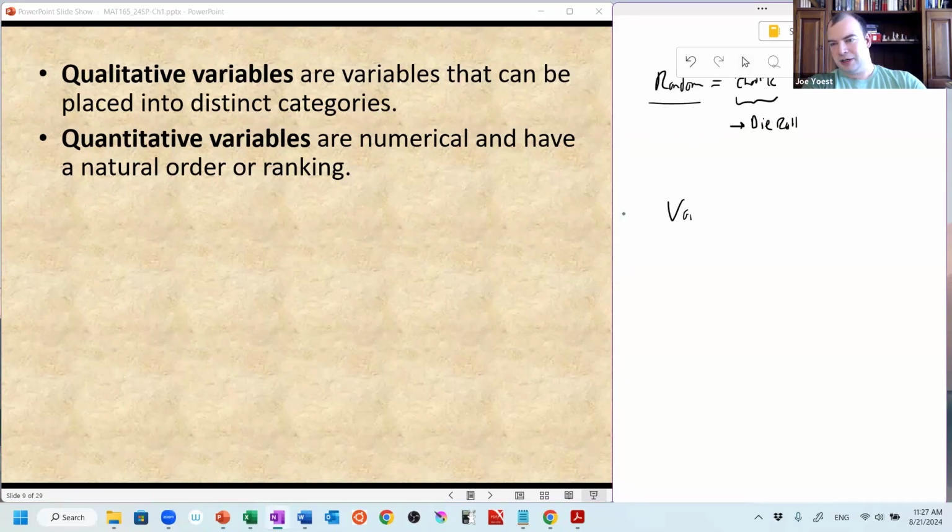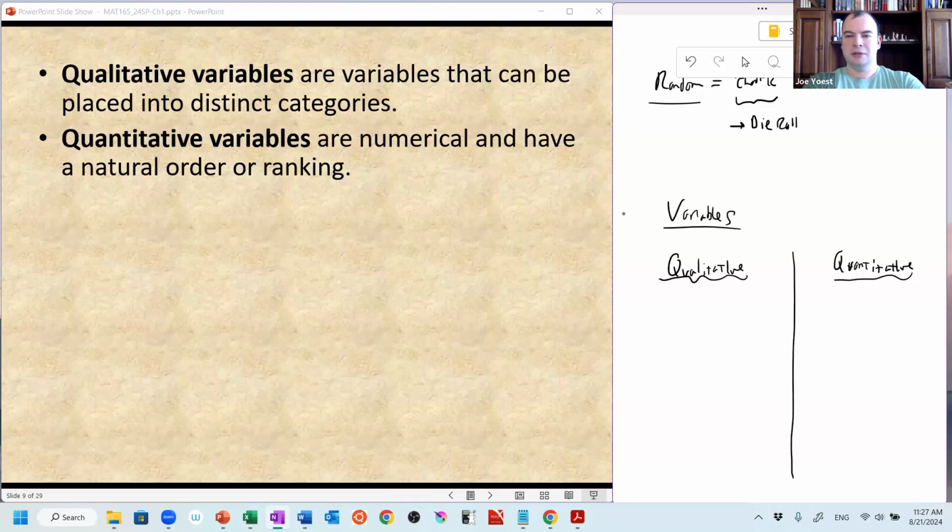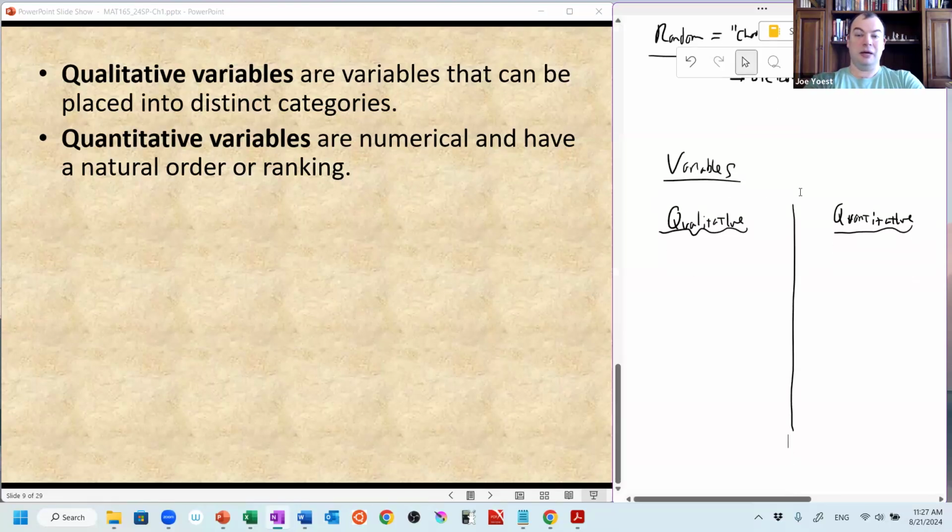So let's think of some variables and let's categorize them as qualitative versus quantitative. So what are some things that I might be interested in measuring? We had a lot of applications previously. What's something I might be interested in measuring or knowing more about?